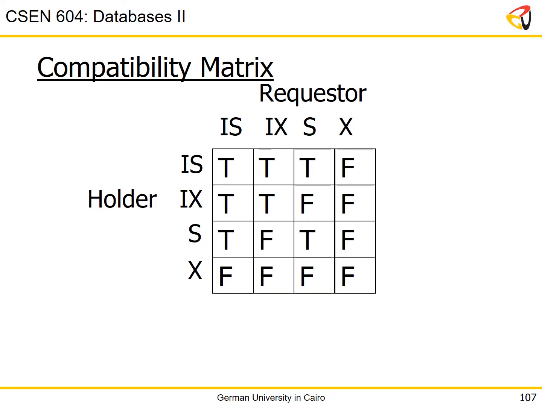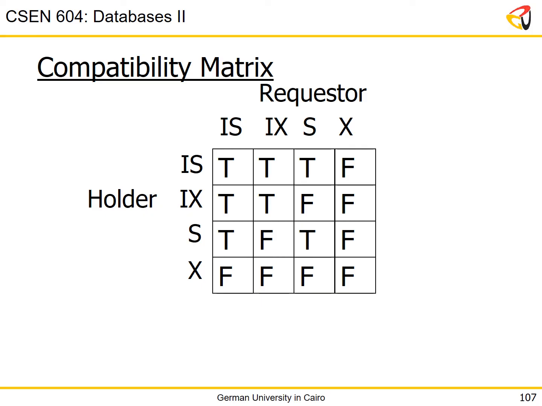Okay? So let's look at the compatibility matrix of all of this. If a transaction currently holds an intention to share, and a new requester requests an intention to share, it will be allowed. An intention exclusive, it will be allowed, because this means it will request exclusive later on. A share right away, it will be allowed. An exclusive, it will not be allowed. So I just covered the first row here.